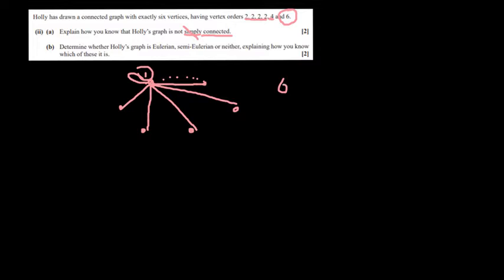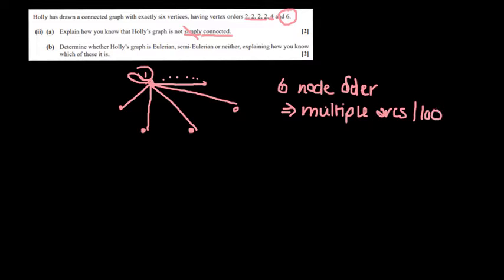The 6 node order, or vertex order, implies we'd get multiple arcs or loops, and therefore not a simple graph. It's a connected one, but it's not simple.